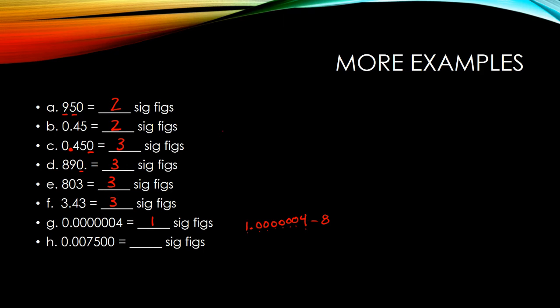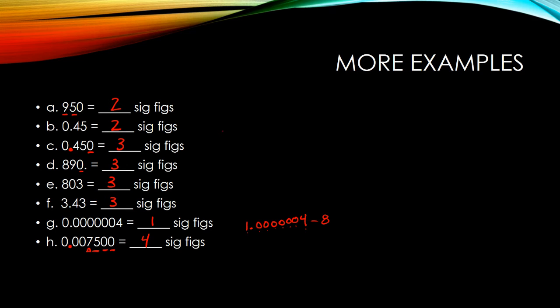And then finally, letter H, we have 0.007500. Now remember, leading zeros don't count. So that means that the 7 and the 5 automatically count. And then because of that decimal point, that means that these other 2 zeros also count. So that means that this is a grand total of 4 sig figs.